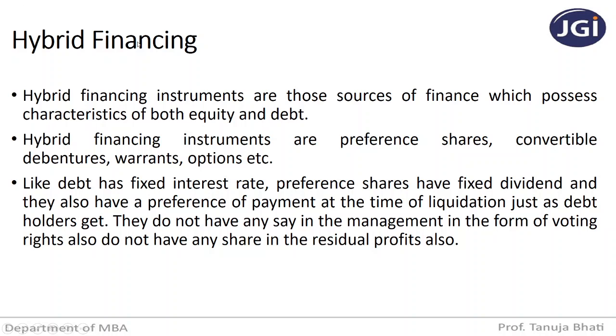Next, hybrid financing. Hybrid financing instruments are those sources of finance which possess characteristics of both equity and debt. Hybrid financing instruments are preference shares, convertible debentures, warrants, options, etc. Like debt has a fixed interest rate, preference shares have a fixed dividend and they also have preference of payment at the time of liquidation, just as a debt holder gets.